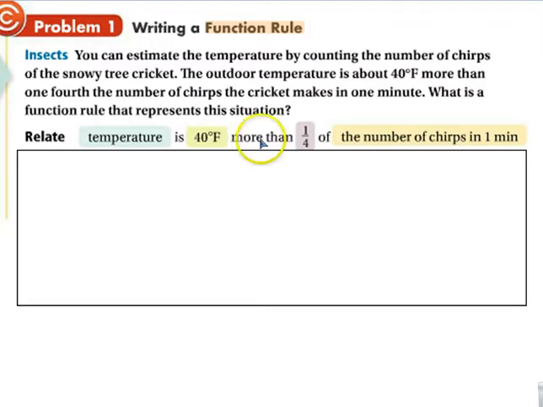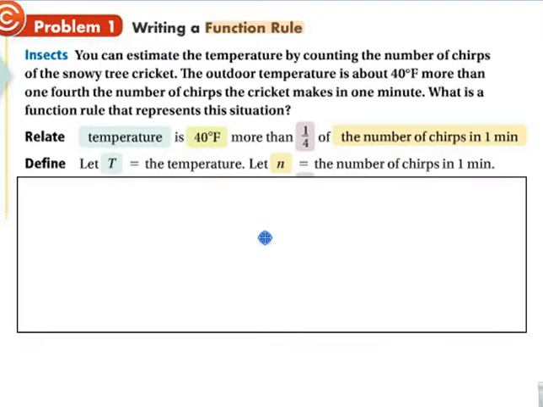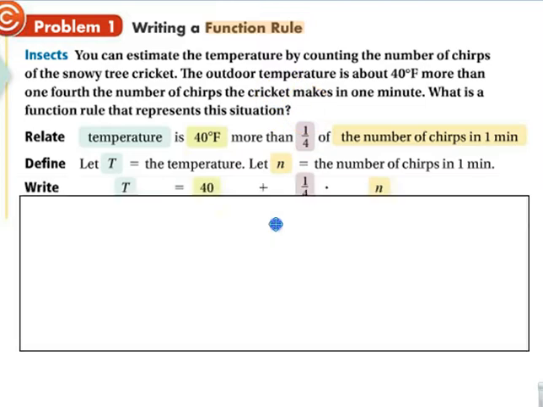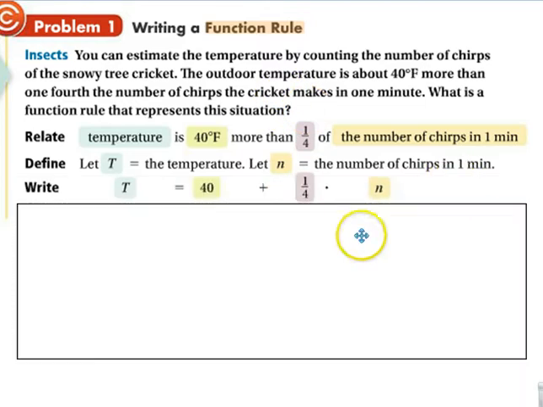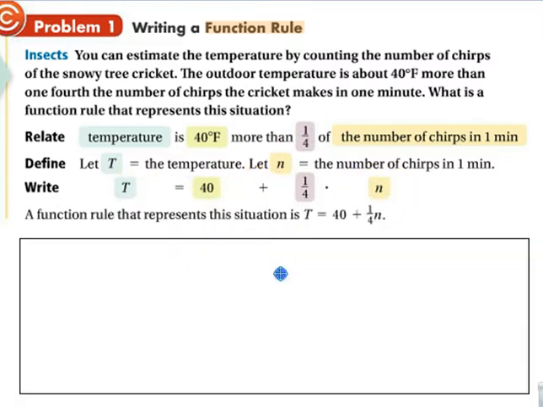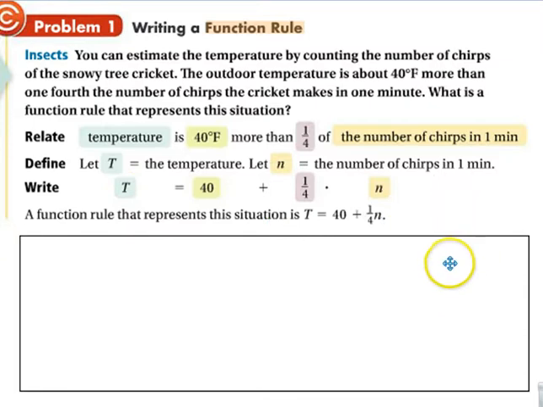We're going to define what we're going to use. We use the letter T for temperature, and the letter N represents the number of chirps in 1 minute. So then we have to write: T is equal to 40 plus 1/4 times N. If we take 1/4 times the number of chirps and add 40 to it, we get the temperature. So that is the function rule that we would come up with.